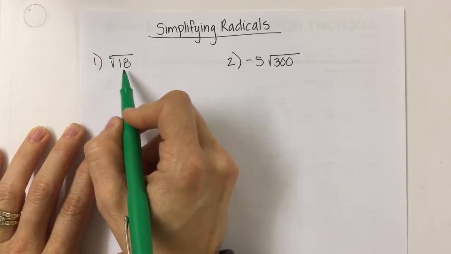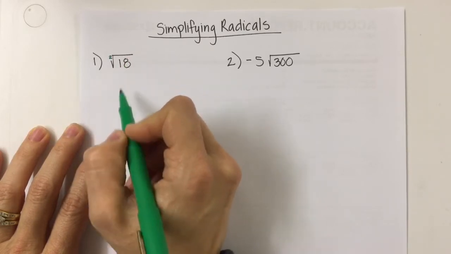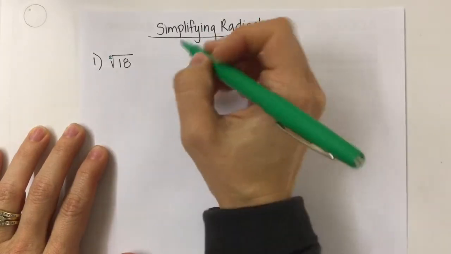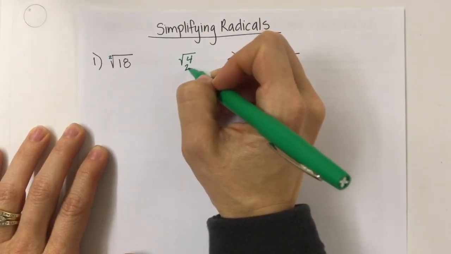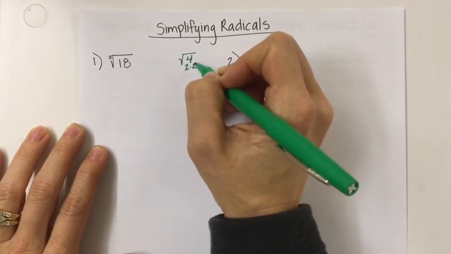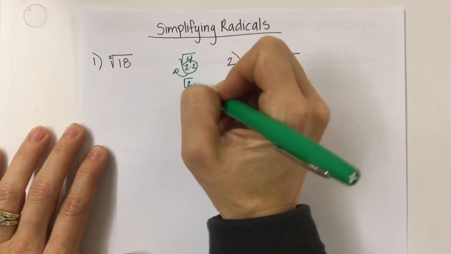Square root is telling us we need 2 numbers, or 1 number, times itself that gives us this number here. If we have a number times itself, then we have a perfect square. So for instance, the square root of 4 is a perfect square because 2 times 2 gives us 4. So the square root of 4 is actually just 2.